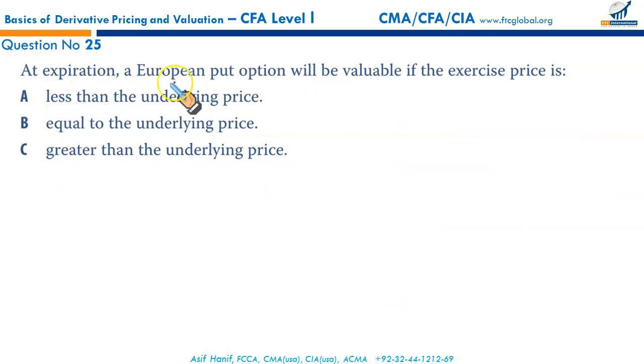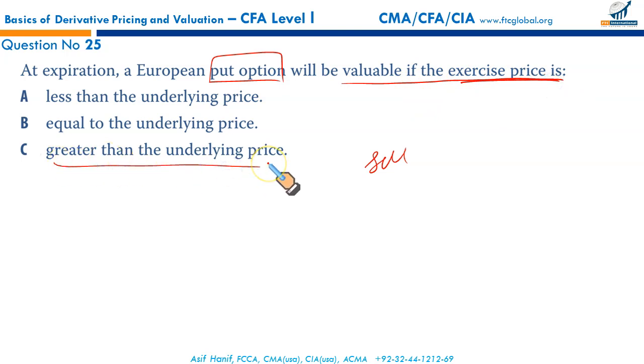At expiration, a European put option will be valuable if the exercise price is, you have a put option that gives you the right to sell, right? It will be worth exercising if the market price is lower than the strike price, right? So in that case, or conversely speaking, your exercise price has to be greater than the underlying price. So C is the right option.